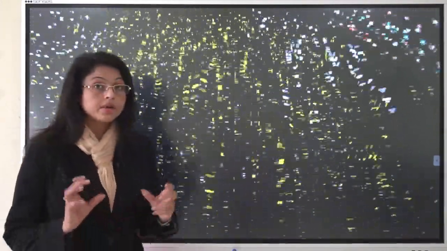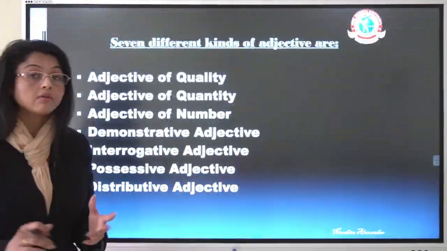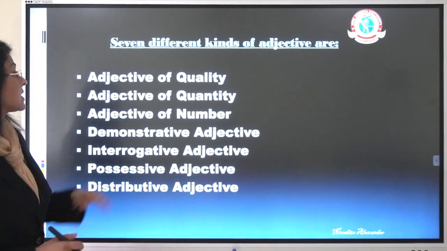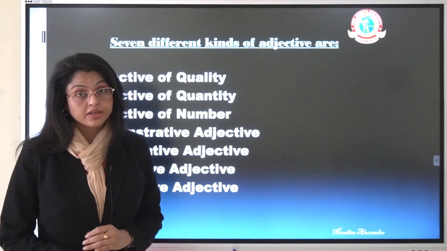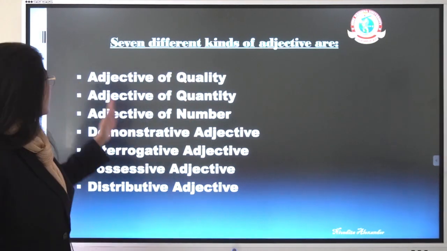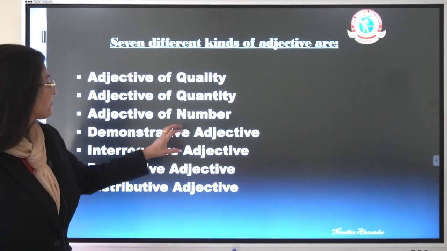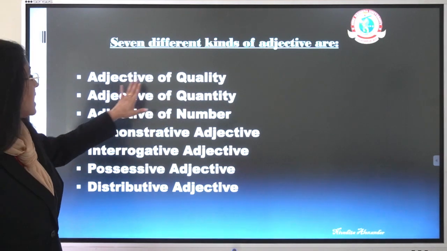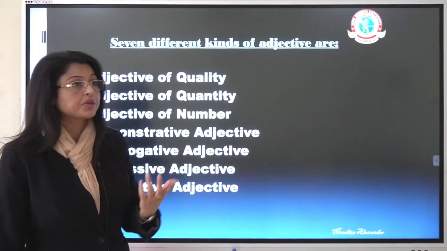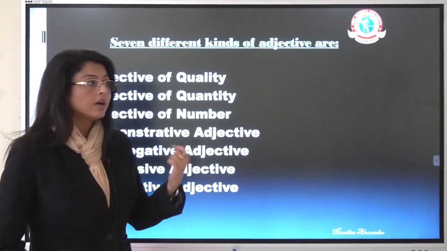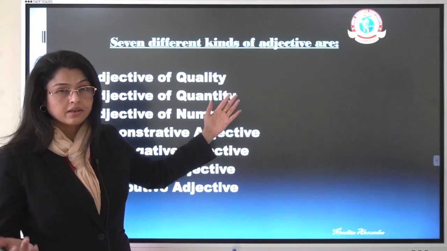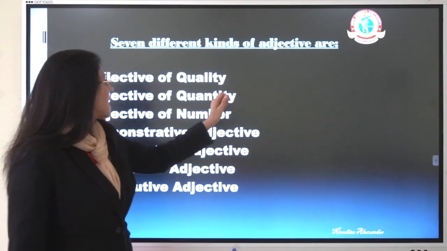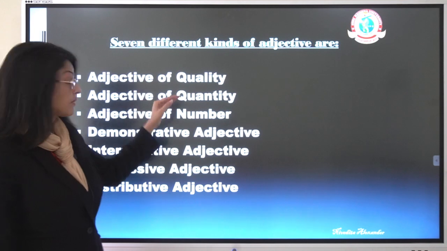Now you will be able to understand and figure out which one is the attributive adjective and which one is the predicative adjective. Now we are going to see how many types or kinds of adjectives there are, depending on their specific characteristic or more information. Adjective of quality expresses better, bad, good. So these kinds of words are considered adjectives of quality.